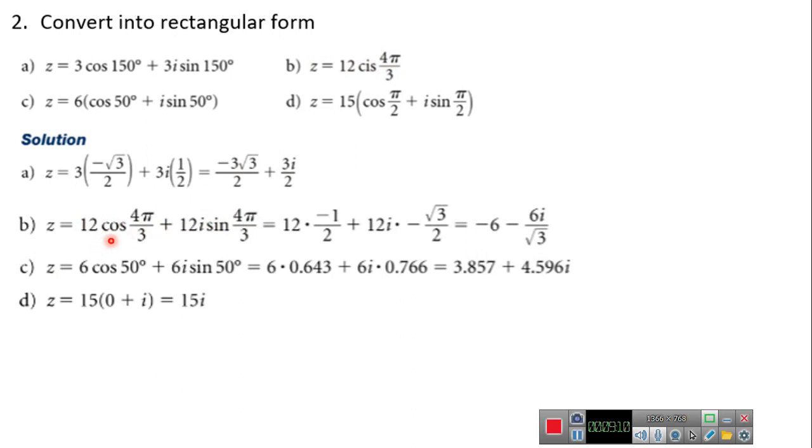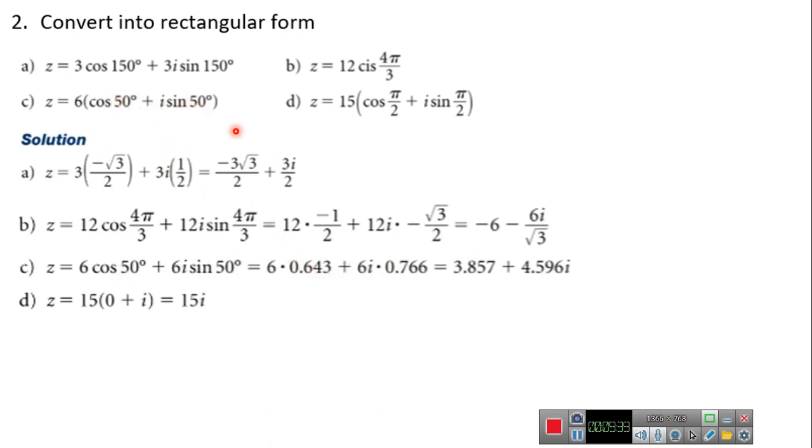Forget this one. Let us use this one. But in university, you're going to use this one because this is used in the American program. So cosine 4 pi over 3, you know, is minus a half. Sine 4 pi over 3 is minus radical 3 over 2. So if you multiply it, you're going to get this one.